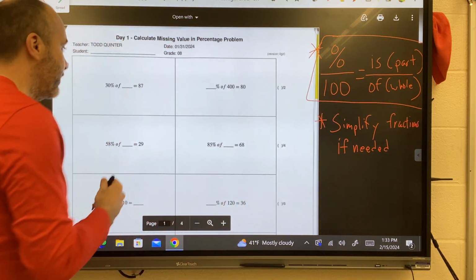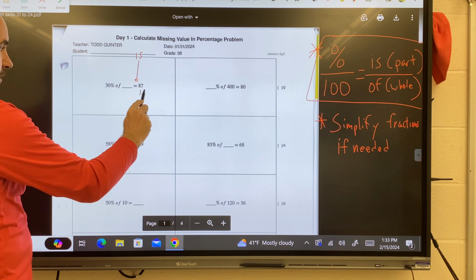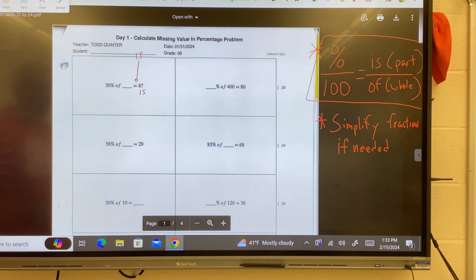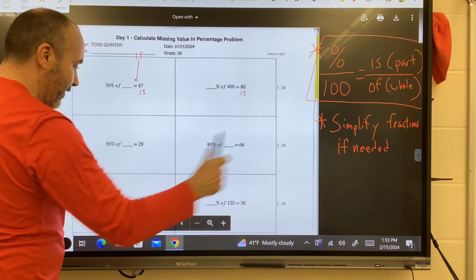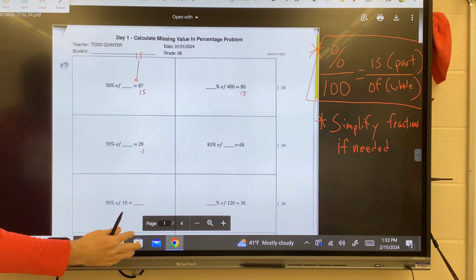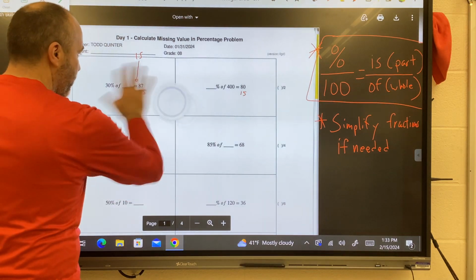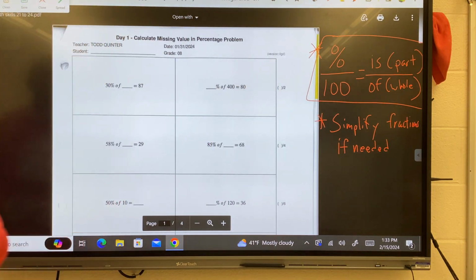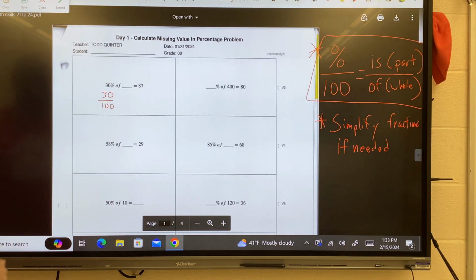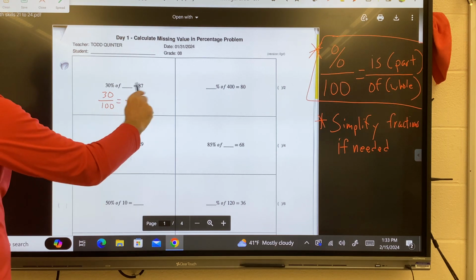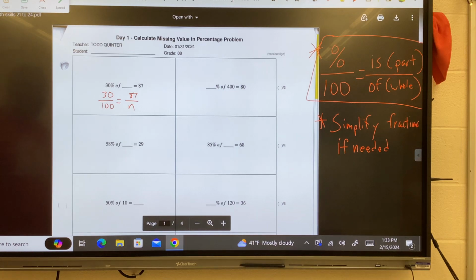So when we look at these, equals means is, so in this situation, the is would be the 89. In this situation, the 80 would be the is because it is 80, is 29, and so on and so forth. And then clearly this is the of part. So when we're setting up a proportion for these problems, we always do the percent out of 100, and then the is would be the 87, and we don't know the of in this situation.